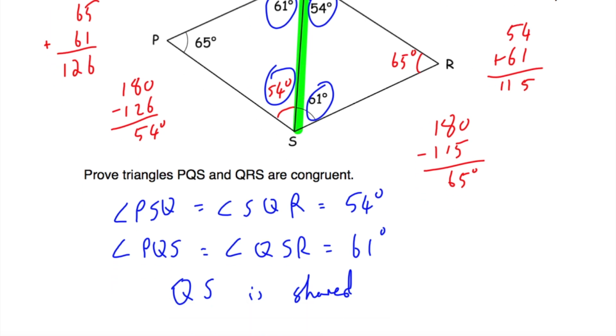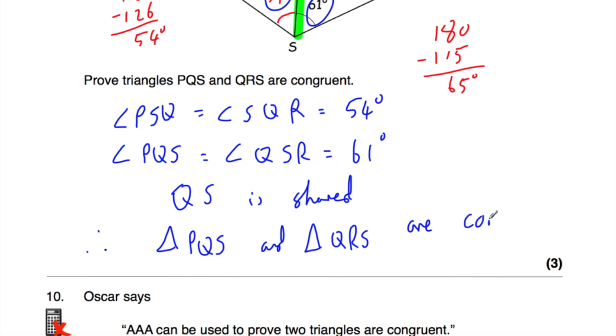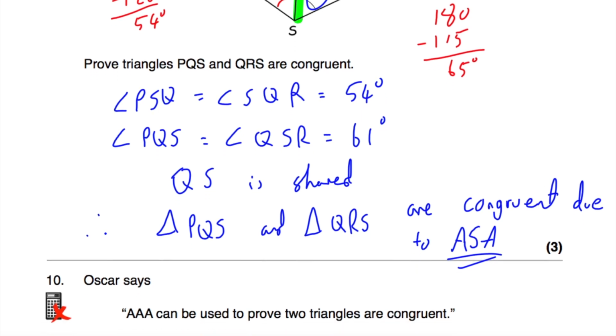So therefore, I'm going to write down that they're congruent due to angle side angle. Those three dots mean therefore, triangle PQS and triangle QRS are congruent, due to angle side angle. Because we've got an angle, a side, and an angle, that means they're congruent to each other. Okay, let's look at our next question, question number 10.